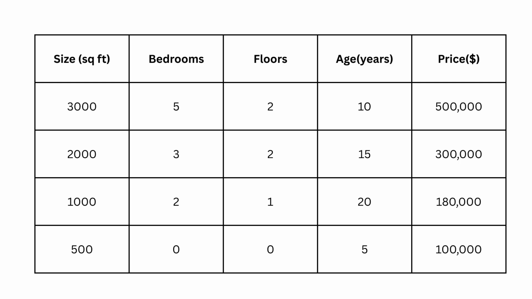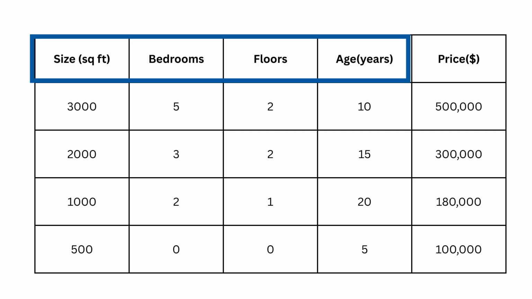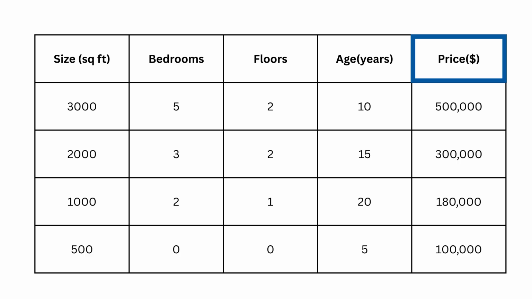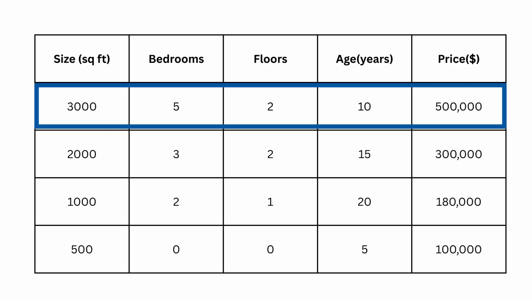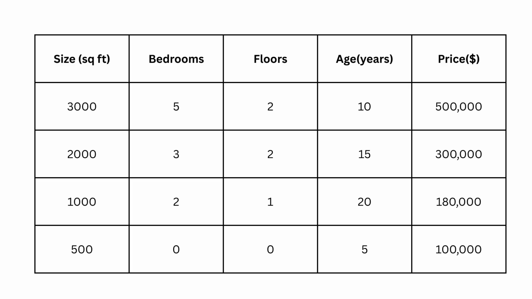On the screen, you see our data. We have got 4 features here: size of the house, number of bedrooms, number of floors, age of the house. Together, these 4 factors determine the price. For example, a 3000 square feet house with 5 bedrooms, 2 floors, and 10 years old might cost $500,000. Just so we have a good mix, we have also included smaller houses in our data like 2000, 1000, and 500 square feet.